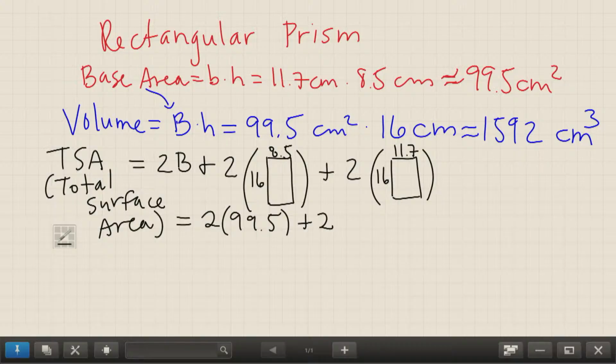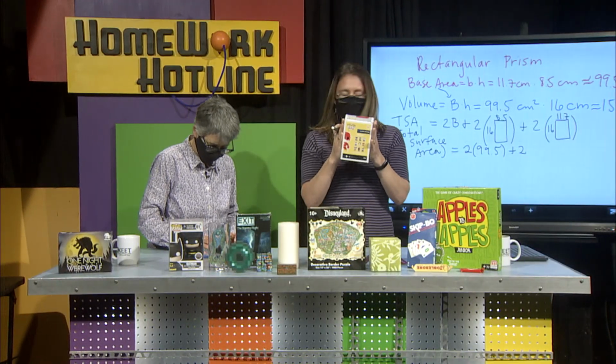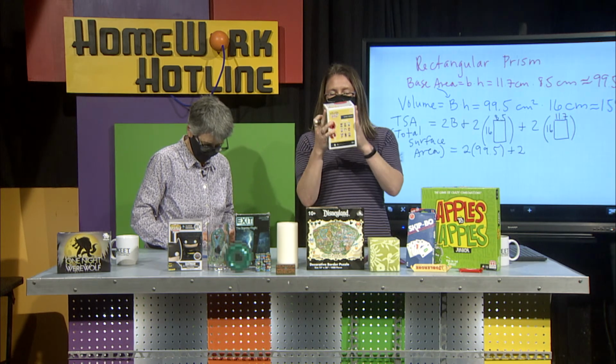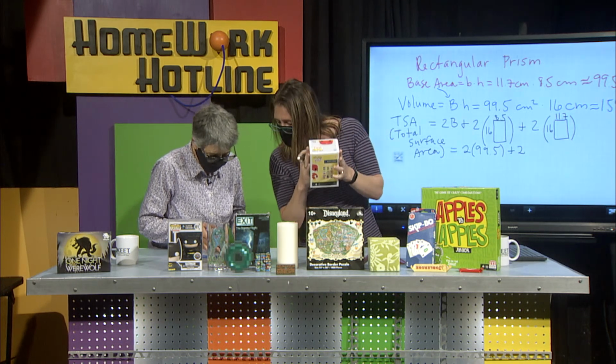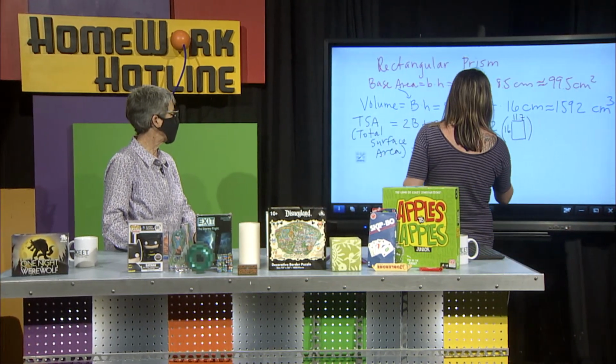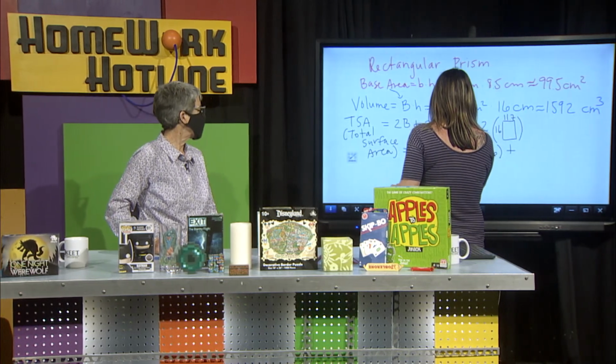But then we need 2 of these side areas. So what's 16 times 8.5? We need 2 of these, so we need 16 times 8.5. This is the 8.5. So these 2 side ones, that is 136. So we have 136, 2 of those. So this is 136.